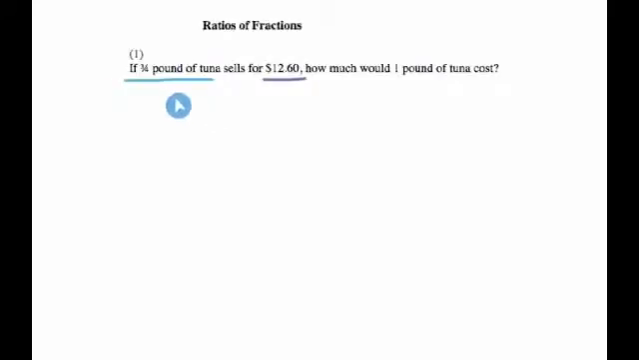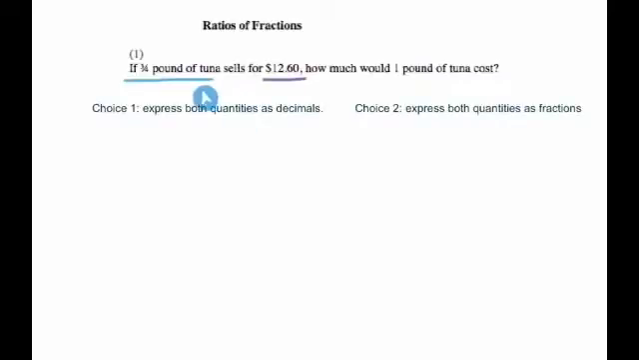The challenge is that one of our quantities, pounds of tuna, is expressed as a fraction, while the other quantity, its price, is expressed as a decimal. So our choices moving forward would be choice 1, express both quantities as decimals, or choice 2, express both quantities as fractions. Which choice would you make, thinking about which form of the numbers would be easier to compute with?